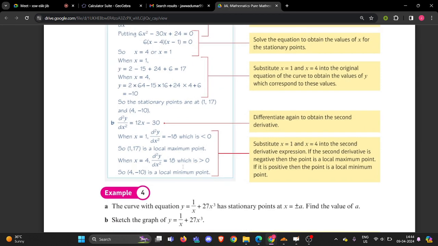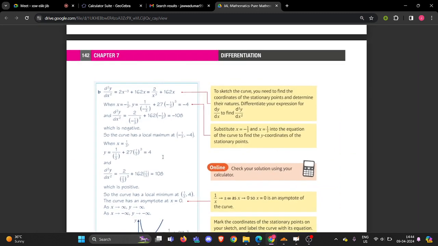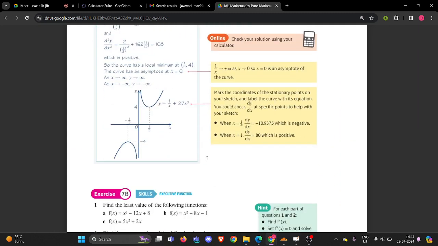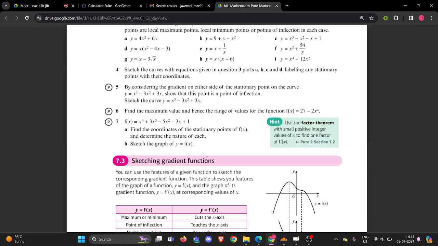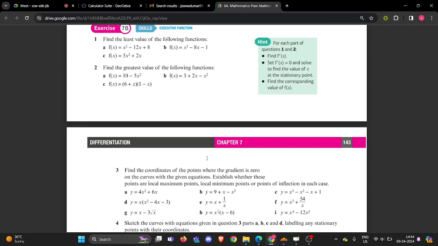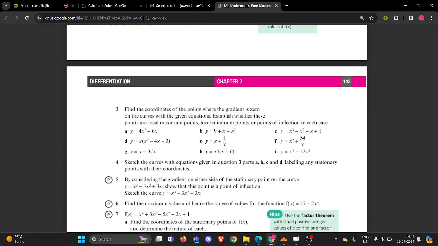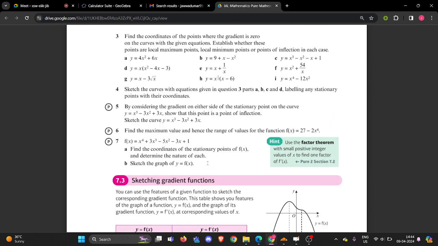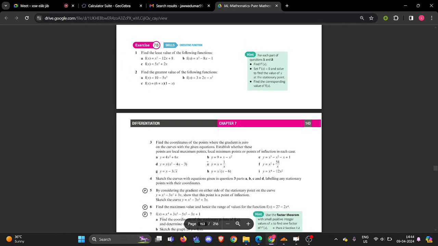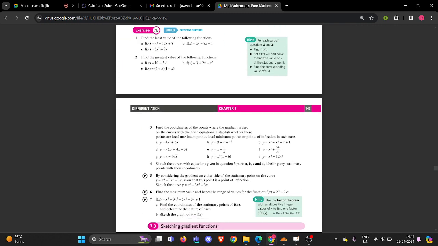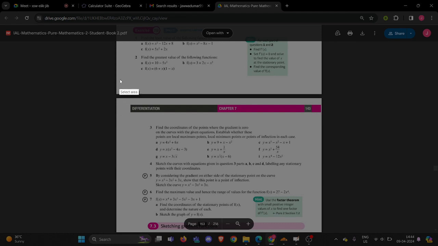Okay. The exercise 7B from the second book as the homework. Should I paste it? Yes, please.